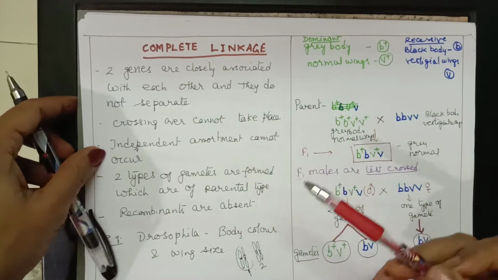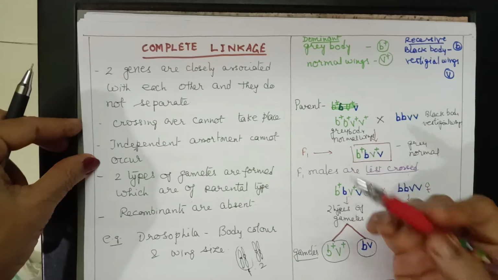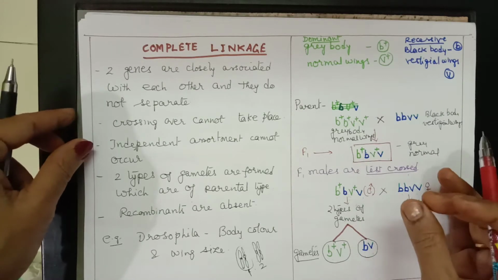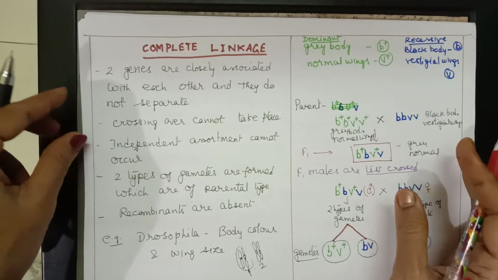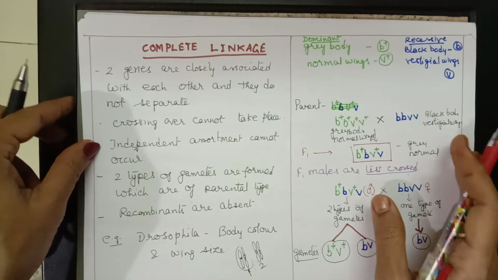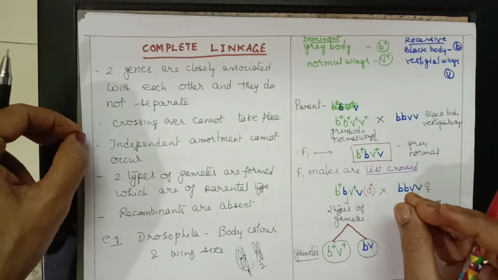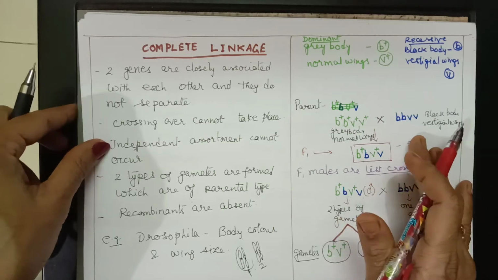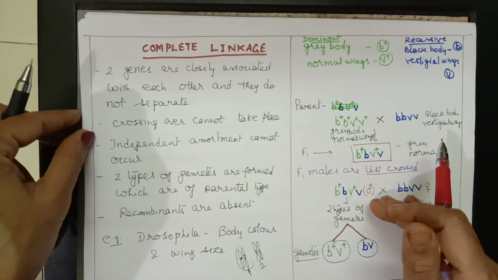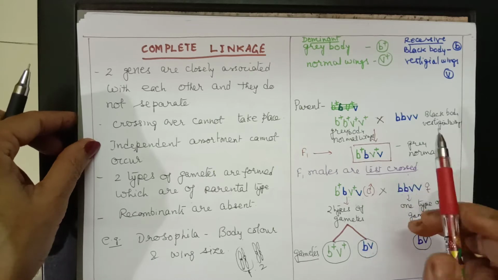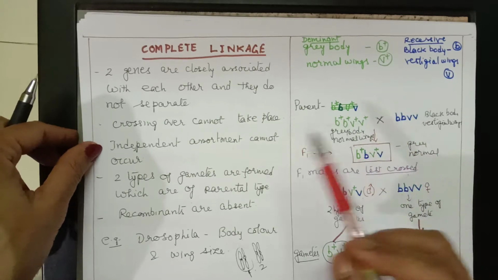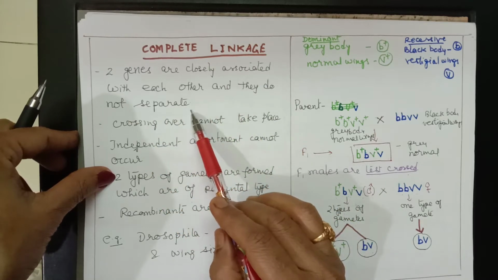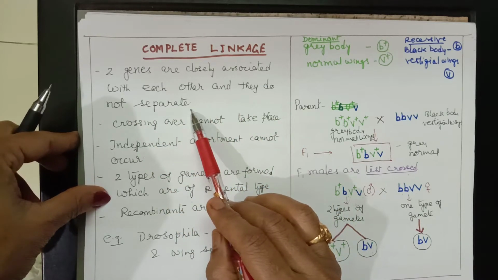Before that, what is a linkage? It means when two genes are closely associated with each other without being separated. They cannot be separated from each other. And these linked genes are present in one homologous pair. If they are inherited together without being separated, then we call it a complete linkage.